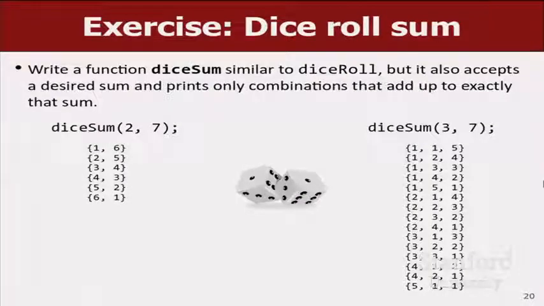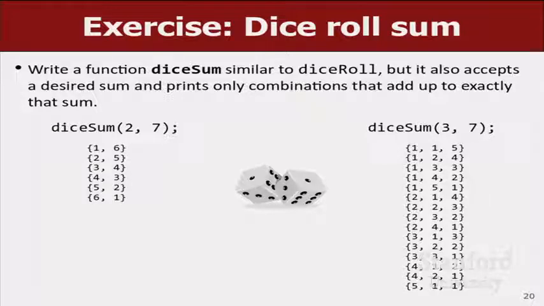We already have code that rolls dice and prints all the combinations of values. I want to now print only the ones that add up to a certain total. Now, I taught you a kind of mantra about thinking about backtracking problems. What are the 3 steps? What's the first step? Choose, explore, unchoose.